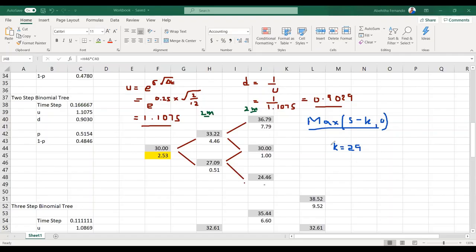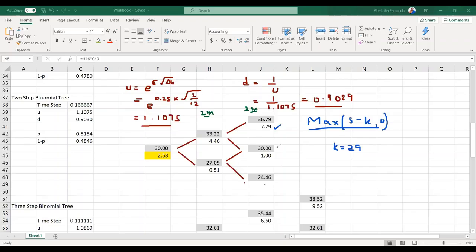So the strike price is 29. This is the stock price now. The stock price minus the strike price, you will have a positive value. So that will be the payoff. That is 36.79 minus 29, which will give you 7.79. So that is the payoff at that point in time if the stock price keeps on moving up.